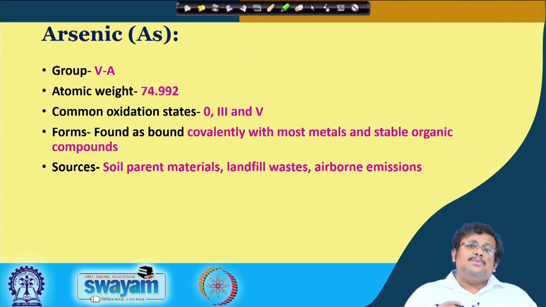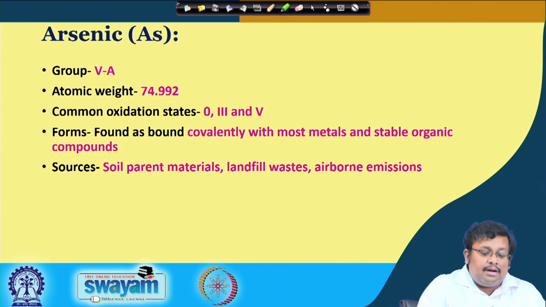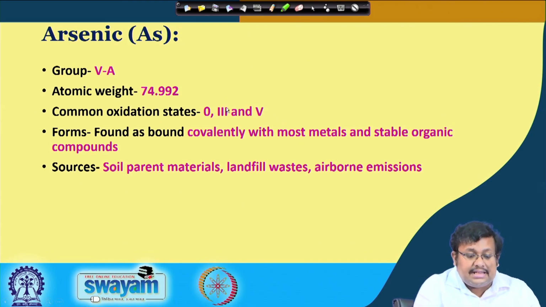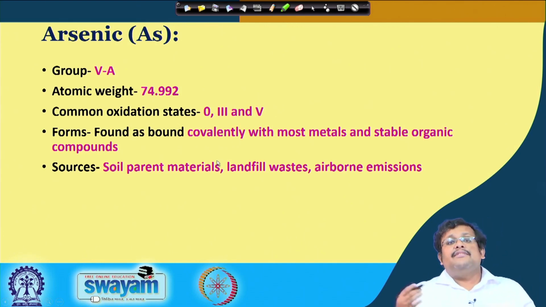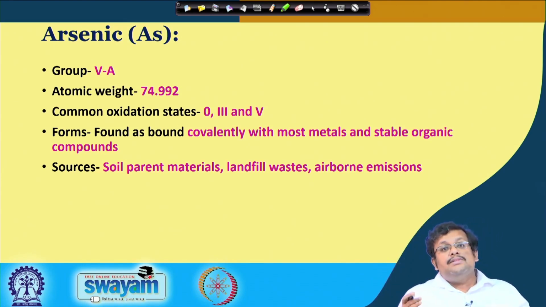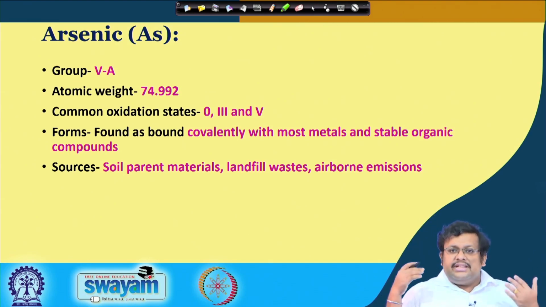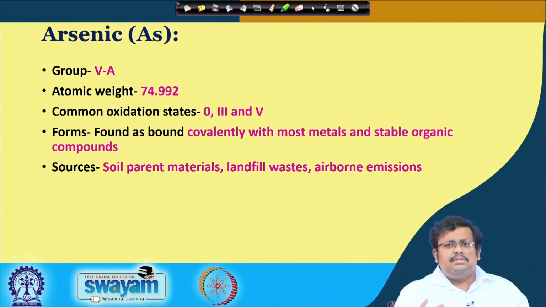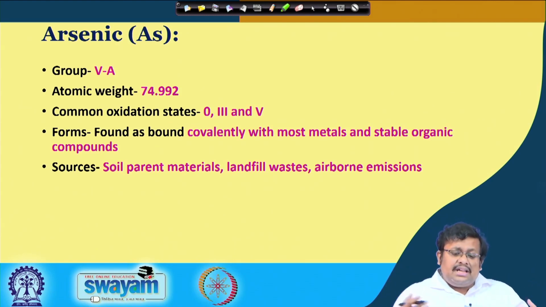Arsenic comes from group 5A of the periodic table. It has an atomic weight of 74.992. The common oxidation states are 0, 3 and 5. However, the arsenic 3 oxidation state is more toxic than arsenic 5. It is found bound covalently with most metals and stable organic compounds, and the sources are soil parent material. So, arsenic is naturally occurring, however, anthropogenic sources like landfill waste and airborne emission also create arsenic.